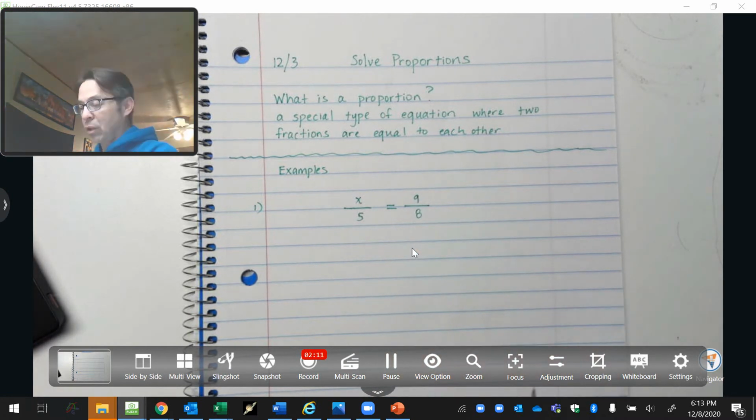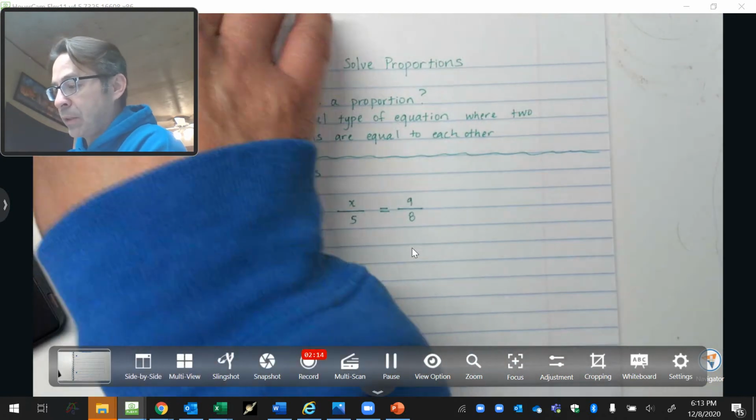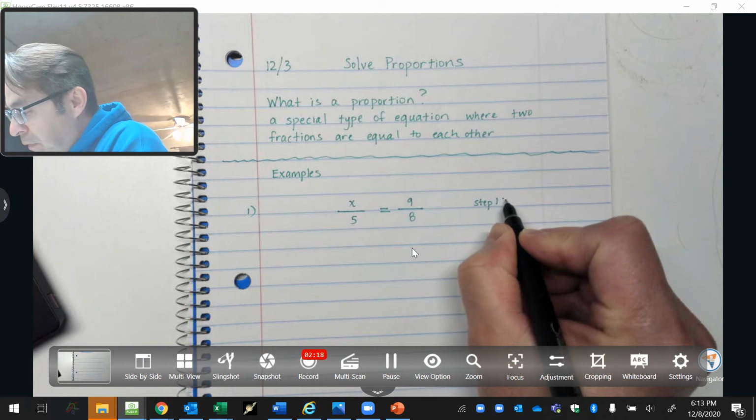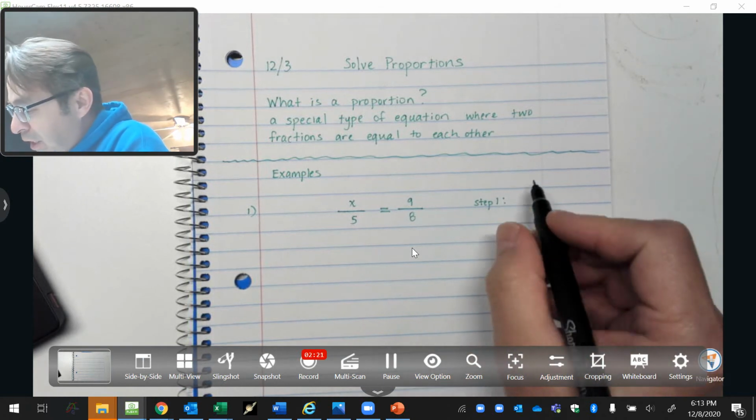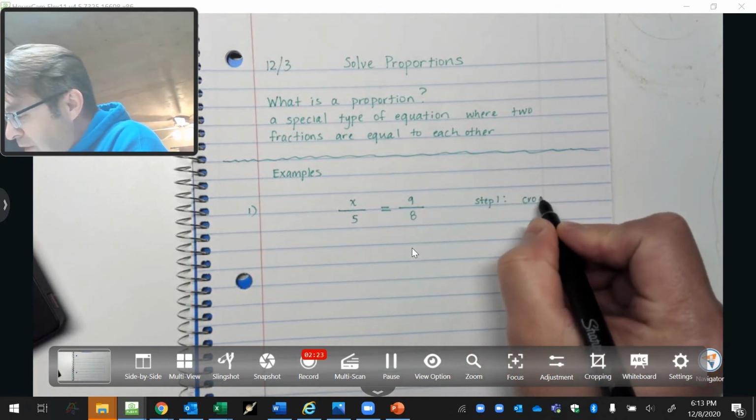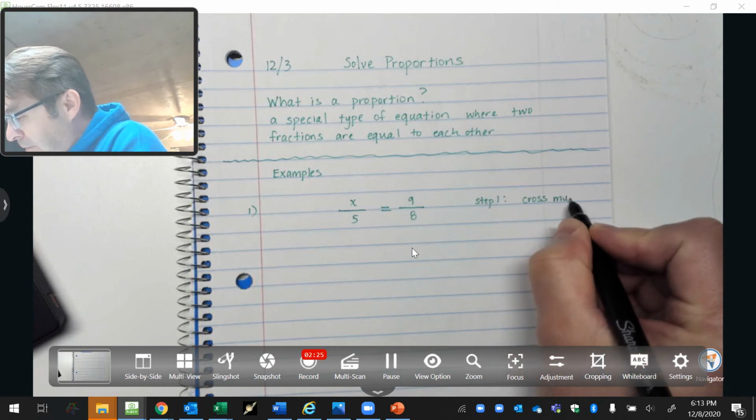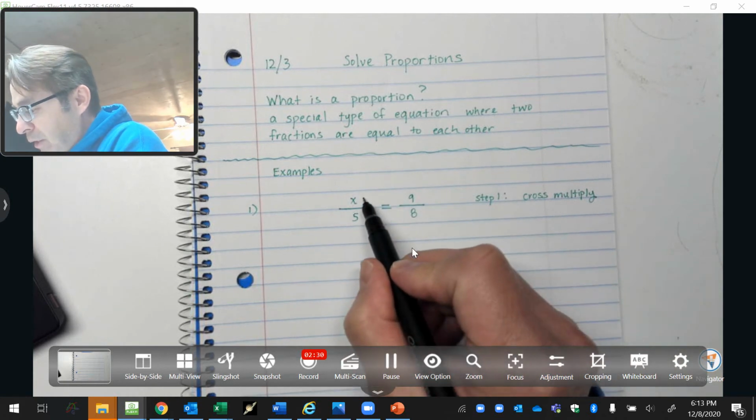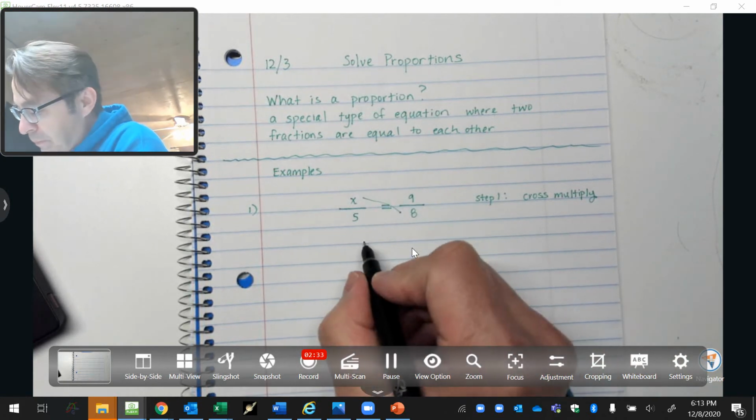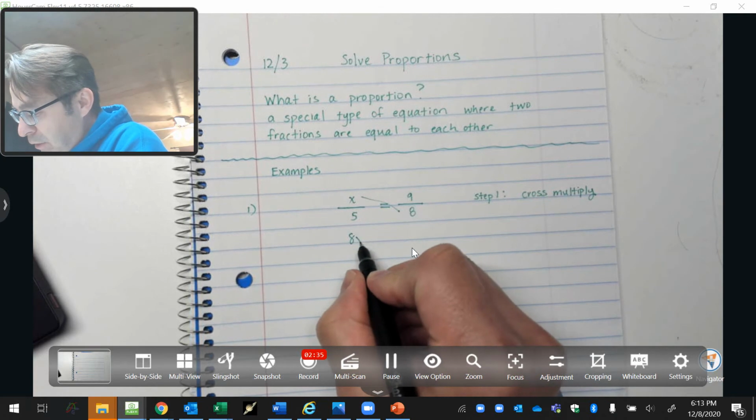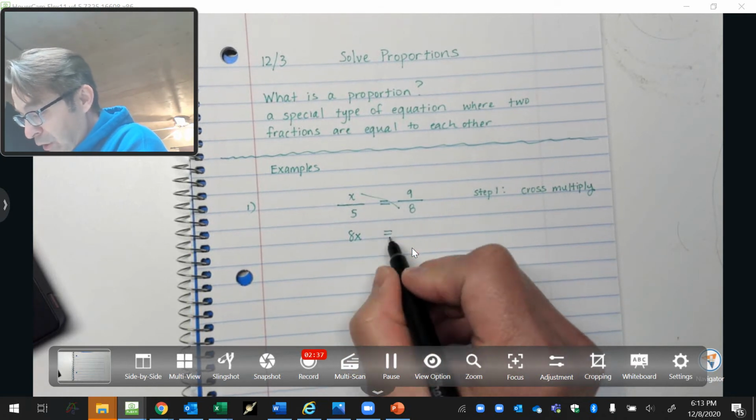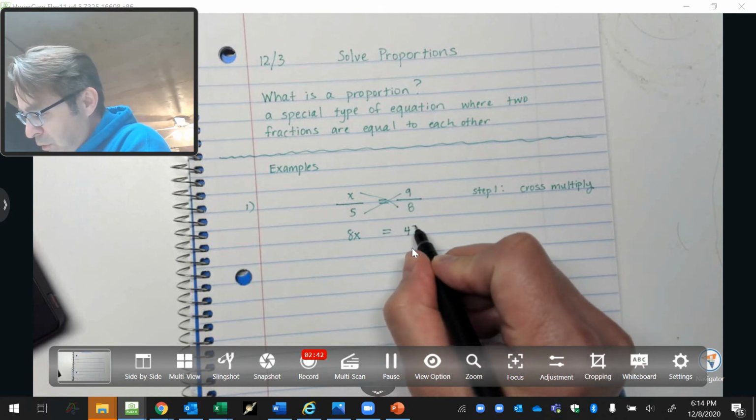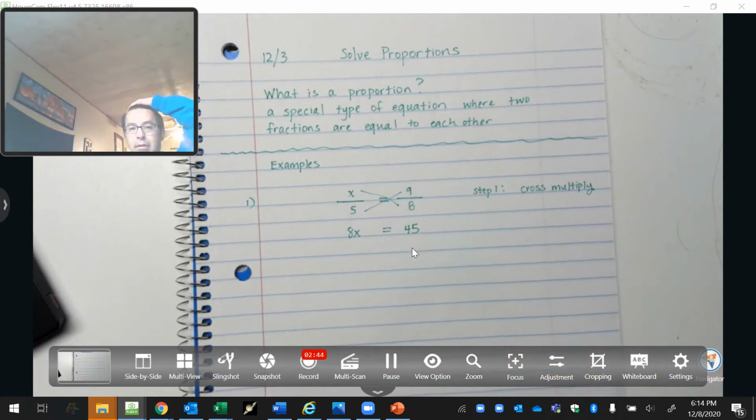And the way you solve all proportions, and this is the only time in math that I can think of that you will use this particular technique, it's called cross multiplying. So you're going to multiply the x with the 8, and you get 8x, equal sign goes straight down, and then you multiply the 5 with the 9, which is 45. Oops, sorry, that's crooked.